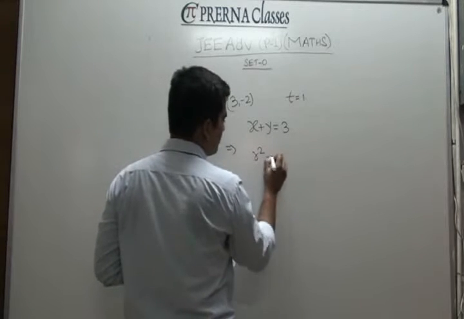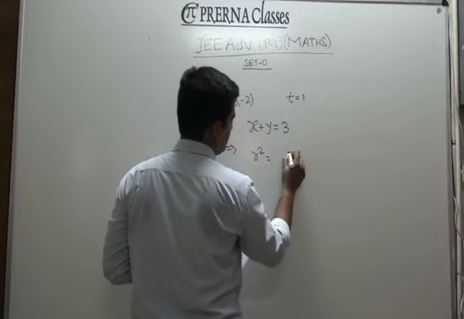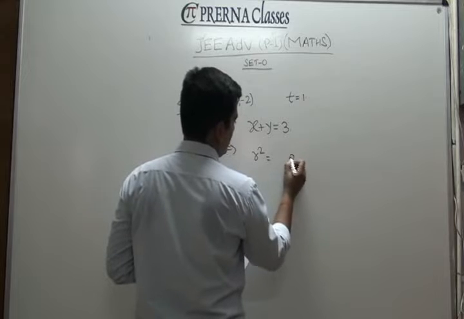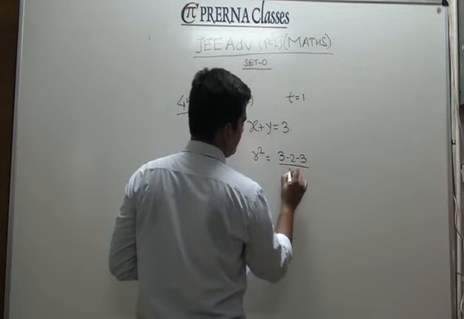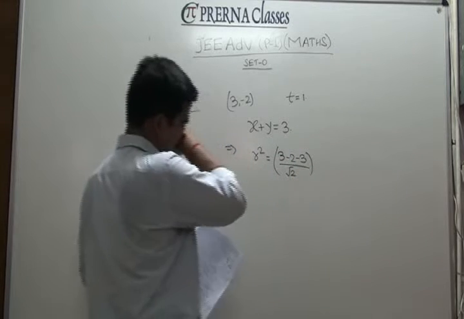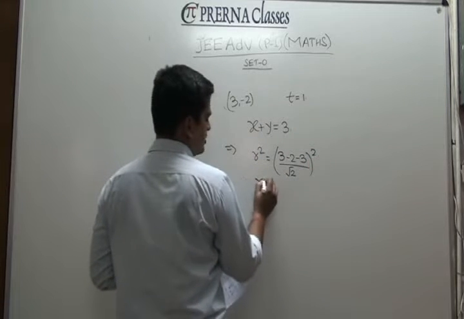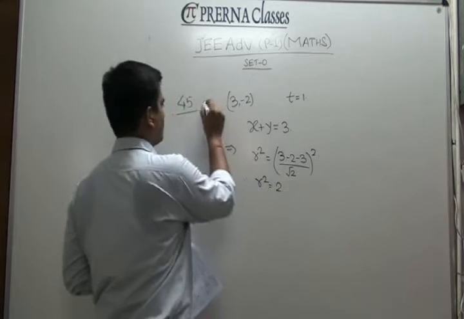So if I square it up, you will have this expression, which then simplifies to r squared equal to 2, which is the final answer for this problem.